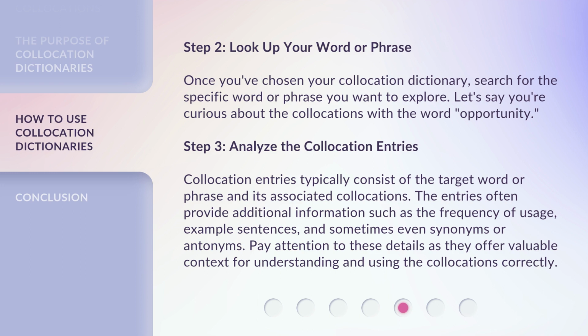Step 3. Analyze the collocation entries. Collocation entries typically consist of the target word or phrase and its associated collocations. The entries often provide additional information such as the frequency of usage, example sentences, and sometimes even synonyms or antonyms. Pay attention to these details as they offer valuable context for understanding and using the collocations correctly.